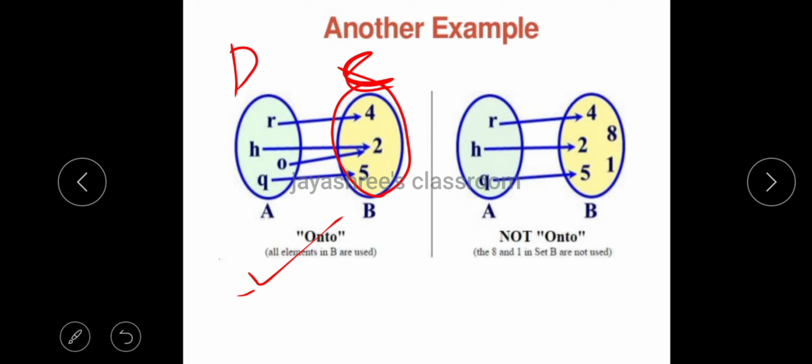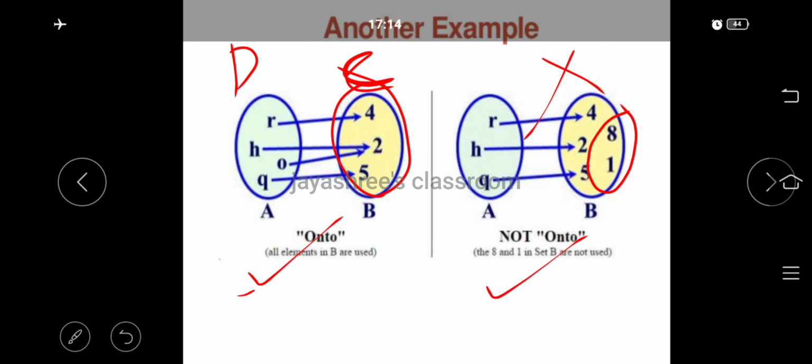Whereas, this function is not onto. Why is this not onto? Here in the codomain, 8 and 1 are free. These are not having any pre-images. They are not used. Therefore, this is not an onto function.